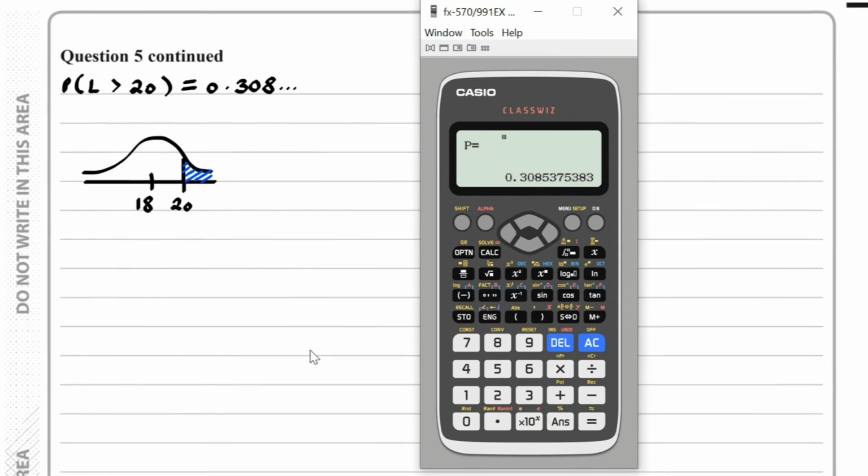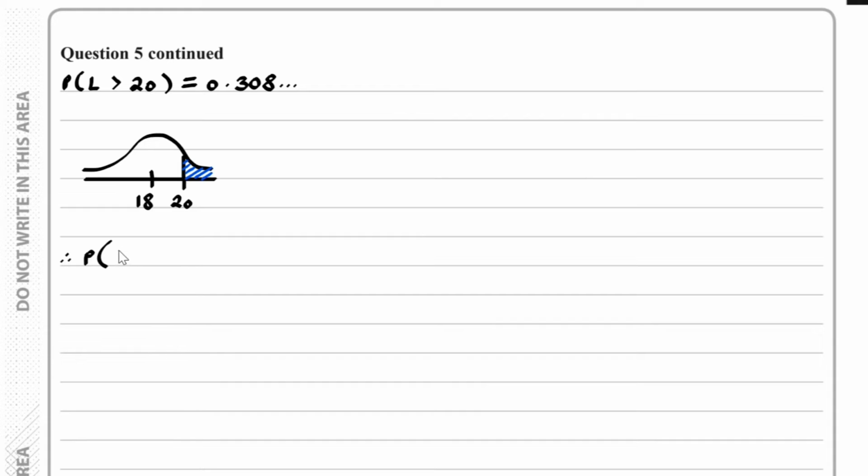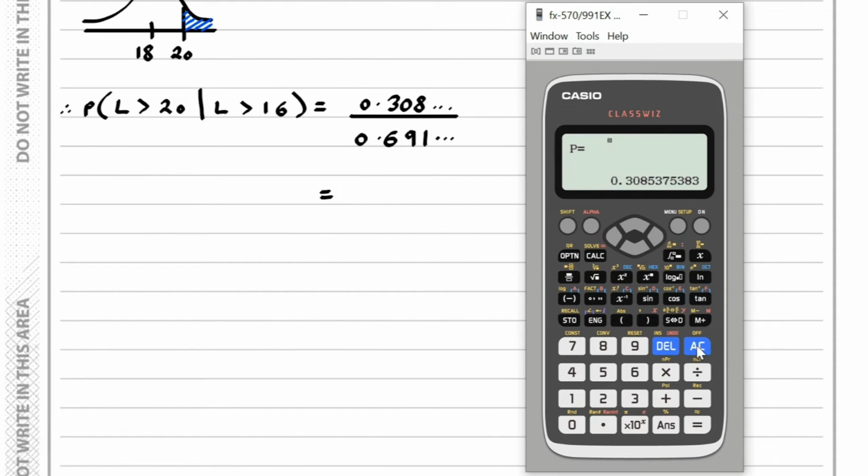And so what we are doing in this question is finding out the probability that L is greater than 20 given L is greater than 16. So the probability that L is greater than 16, that's 0.691, etc. So I need to do the 0.308, etc. divided by this. And if we work out what this is, if I store this into B, I need to do A divided by B. So it turns out we get 0.446, etc.